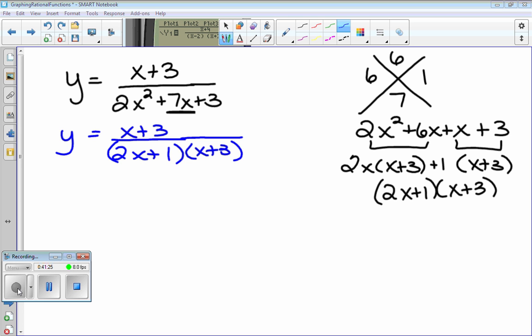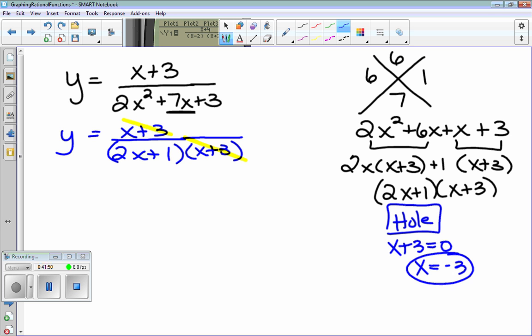Check for holes. Do I have any? I do. Okay, where's the hole? So the hole is going to be where the common factor cancels at x plus 3, right? So I have a hole where x plus 3 equals 0, where x equals negative 3. Good. My equation that's left is that. What's the next step?